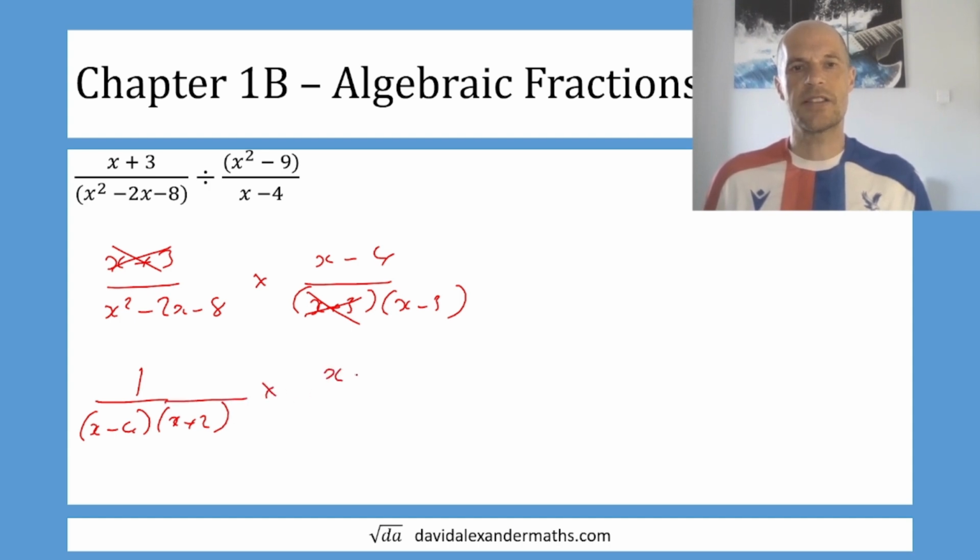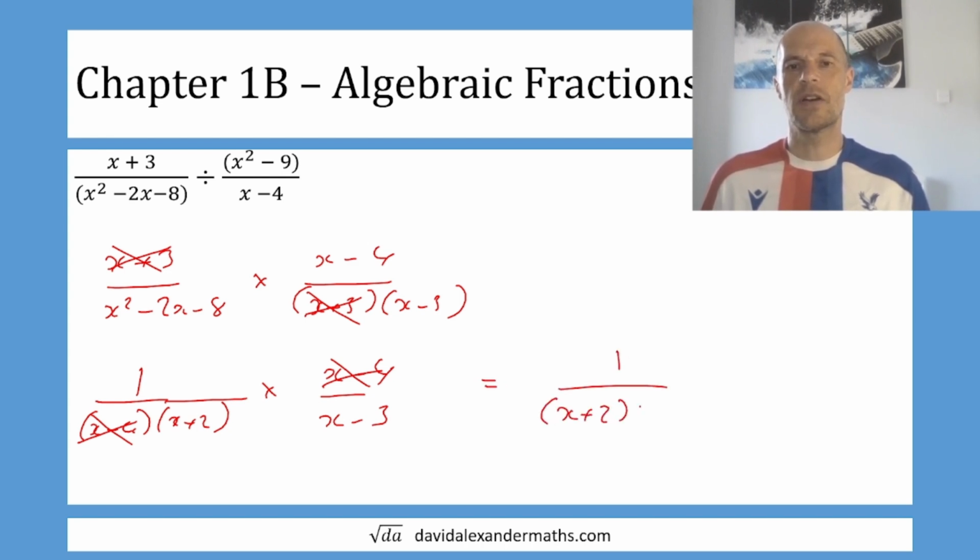multiplied by x minus 4 over x take 3. And as I expected, the x minus 4's cancel, and that leaves us with 1 over x plus 2, x take 3. Again, I just leave it in brackets there.